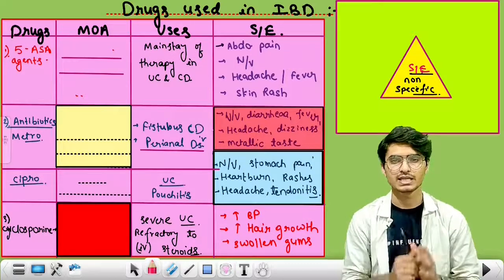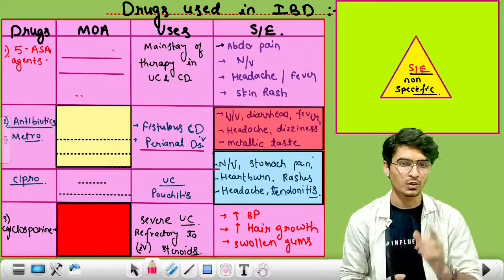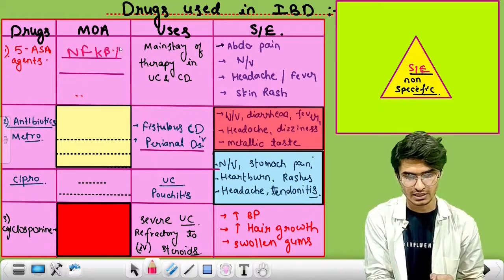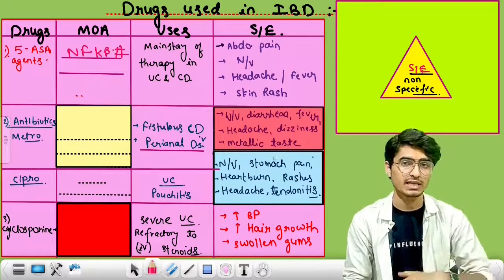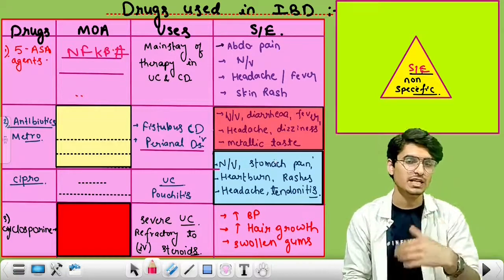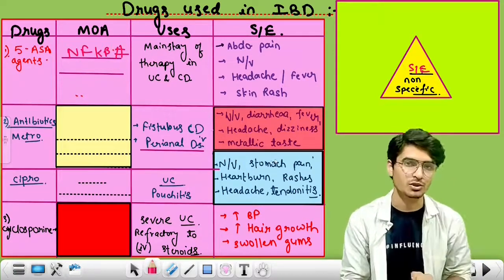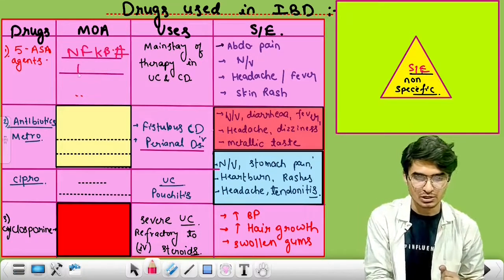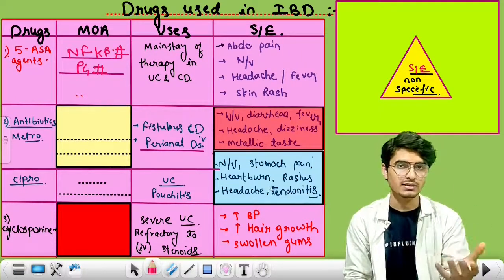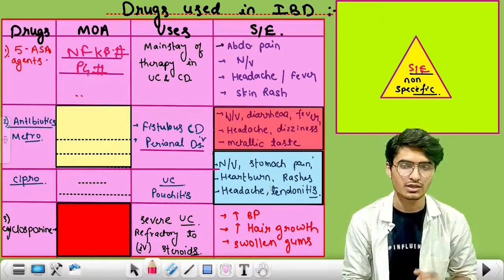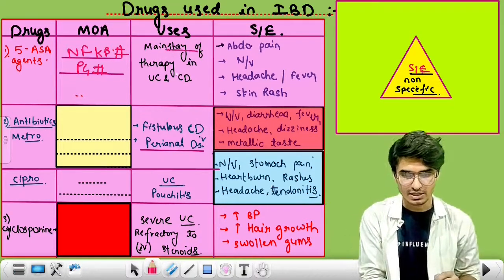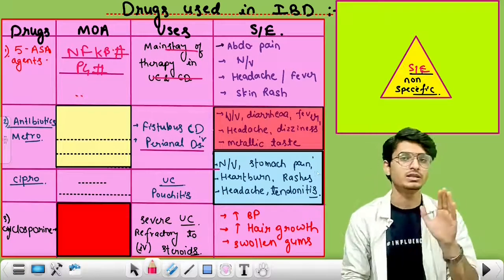The first drug is the 5-amino salicylic acid agents. Mechanism of action: number 1 is NF-kappa B inhibition, right? Once this molecule is inhibited, there is down regulation of production of cytokines, and once cytokines are lesser, there is decrease in inflammation. The second mechanism is prostaglandin synthesis inhibition, and once the prostaglandins are lesser, there is lesser risk of inflammation here. That is the mechanism of 5-ASA agents. Now the uses: it is the mainstay of therapy given for UC and CD.